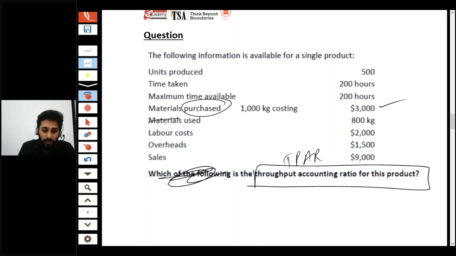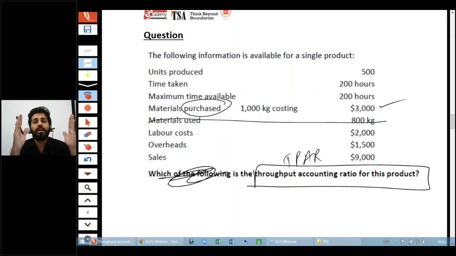Material used will not be considered because I have purchased a certain quantity of the raw material, but I am not able to use it because of the constraint, limiting factor or barrier, right? So I have purchased the raw materials, right?